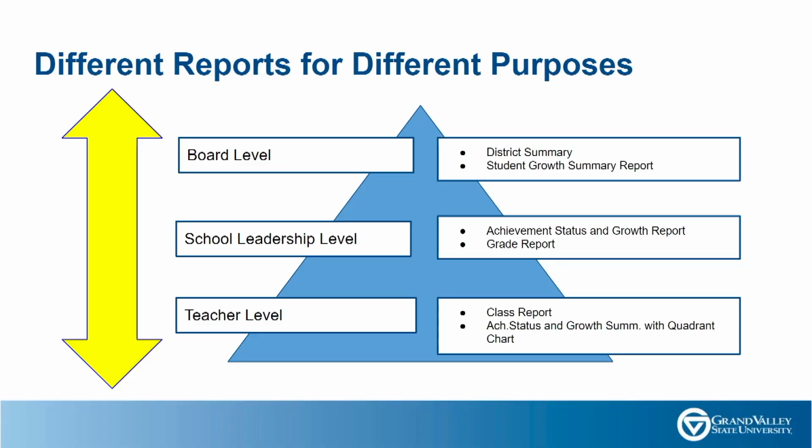You may have seen them in other videos, but again, they resonate differently when we run them at the end of the year as it relates to the different decisions that we're going to make related to students. Again, different reports are for different purposes. We're going to use the district summary and student growth summary report at the board level, achievement status and growth report at the school leadership level, as well as the grade report. And then at the teacher level, really diving into that class report and quadrant chart.